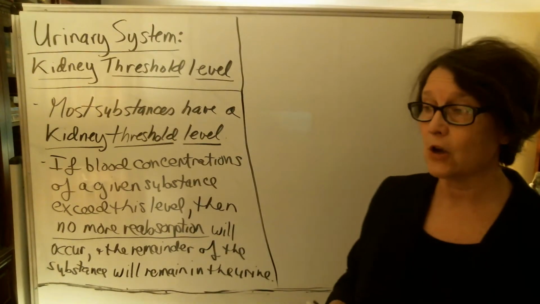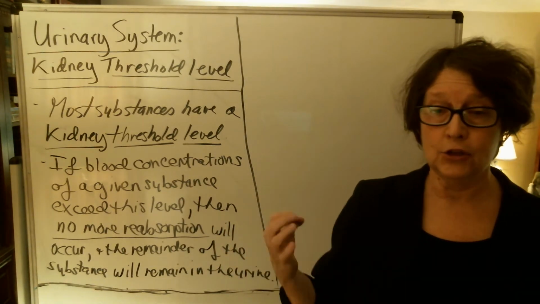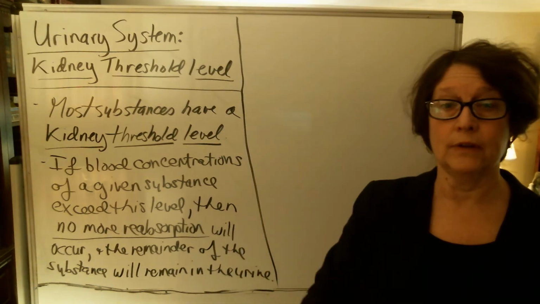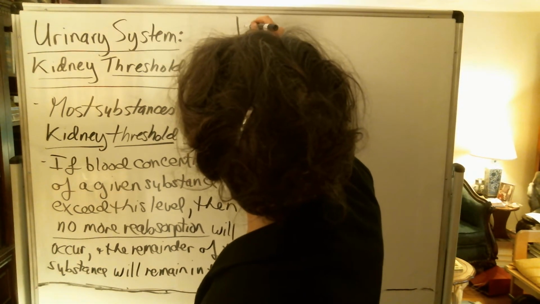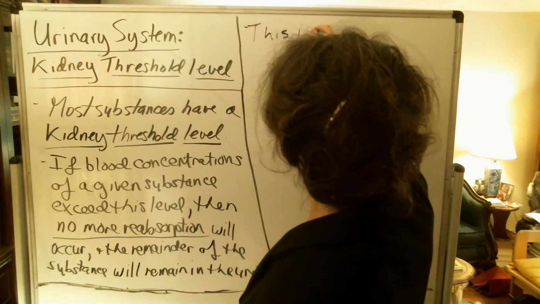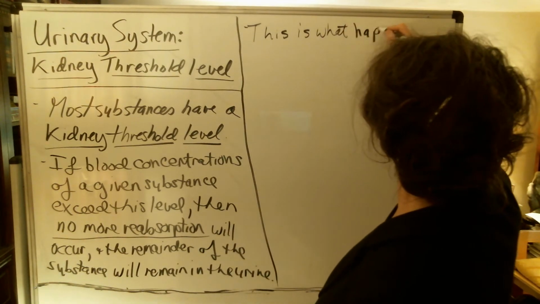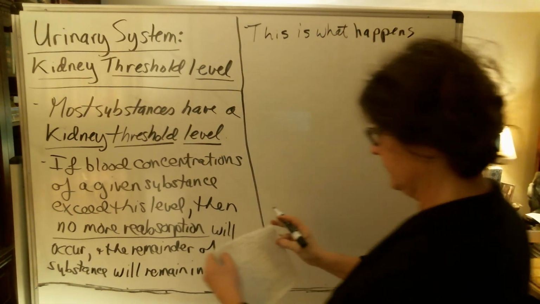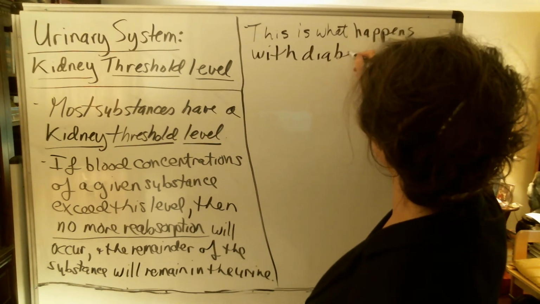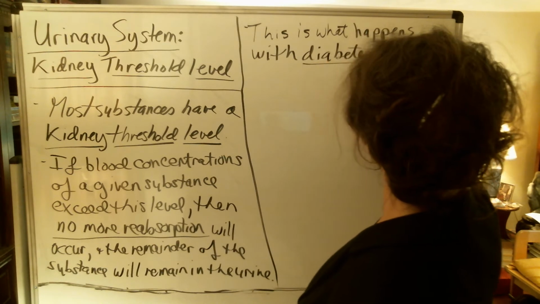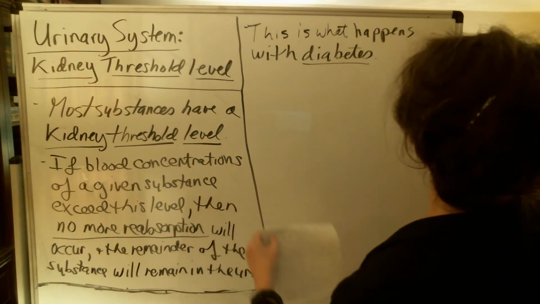Basically, reabsorption is costly. So if your body has enough of something, then it will not use the ATP to pull more of it back into your circulatory system. So this is what happens with diabetes. And in this case, I'm talking about diabetes mellitus, the kind having to do with sugar.